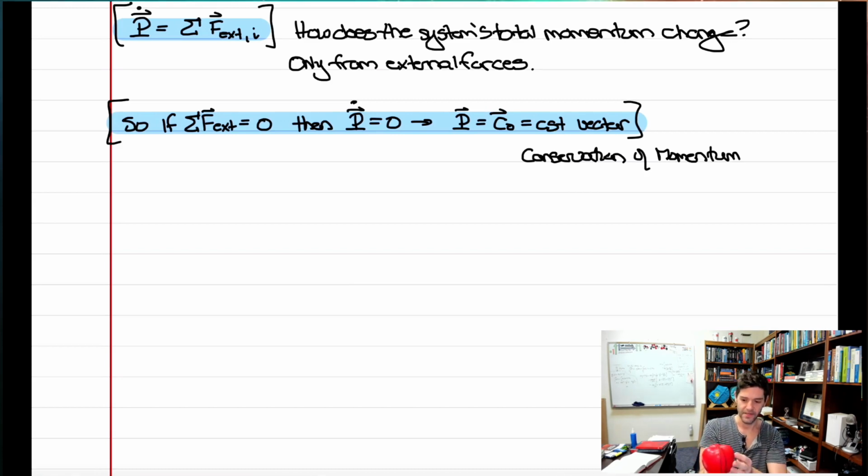Now we'll go back to the video where we can find situations where I can allow the apple to move and still say that the momentum of the system is conserved, but I have to extend my system to be larger than just the apple.